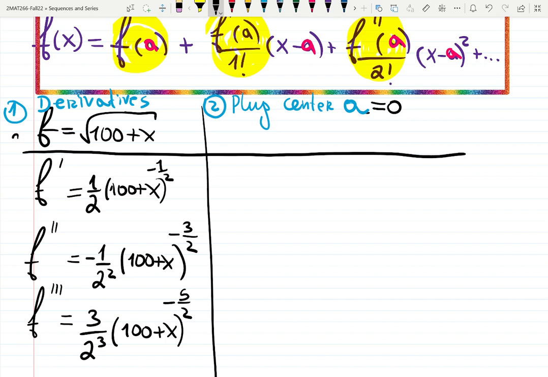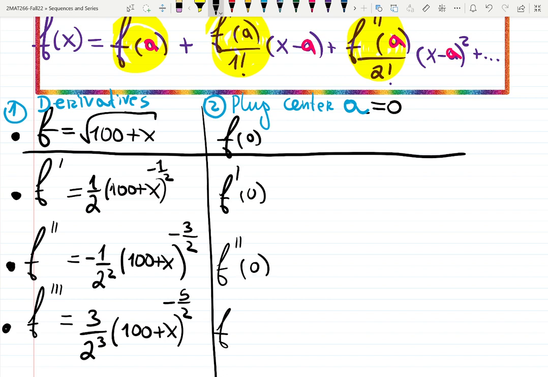So we need the original function, we need first derivative, we need second derivative, we need third derivative. Original function at 0 is just f at 0, f prime at 0, f prime prime at 0, f prime prime prime at 0.